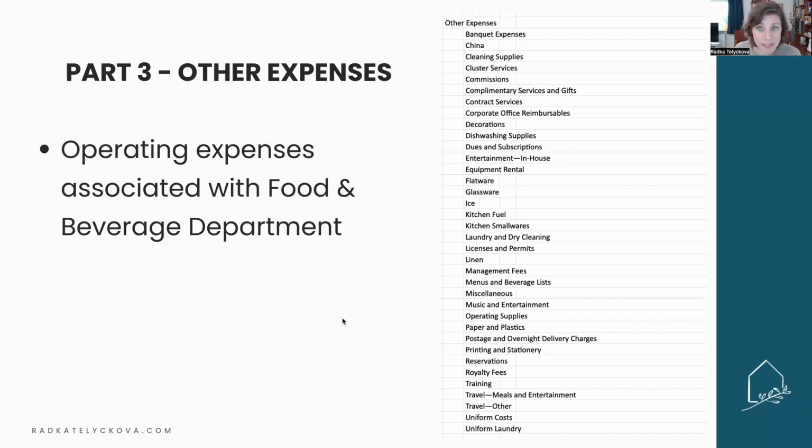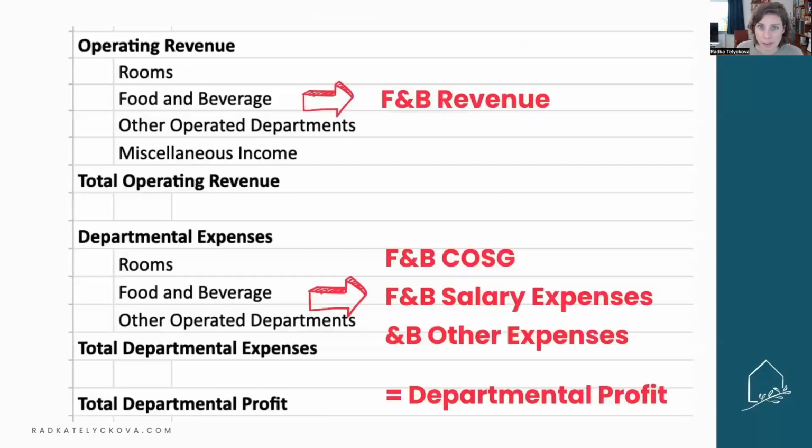And then there are other expenses, like whatever you need: the decoration, the flowers to be purchased, you have the ice, you have the equipment, you have the management fee, you have even the commission, you have the training fees, whatever needs to be done. So it's all operating expenses associated with the food and beverage department. So it means we take the F&B revenue, cost of goods sold, minus salary expenses, minus other expenses, and I'm coming to my F&B departmental profit.